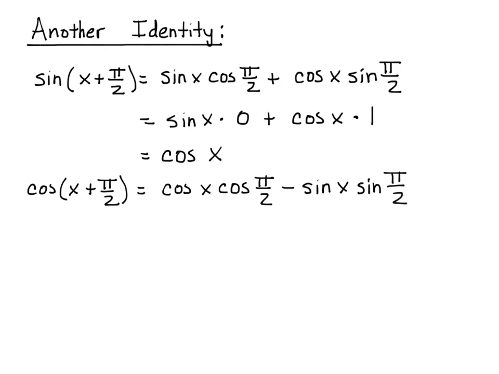I'm going to do the same thing with the cosine of x plus pi over 2. And I get, by the cosine addition formula, cosine of x times 0 minus the sine of x times 1. And so we have these two identities here. So I'm going to write these on the board just so you'll know them. Okay, so now I still have this here.